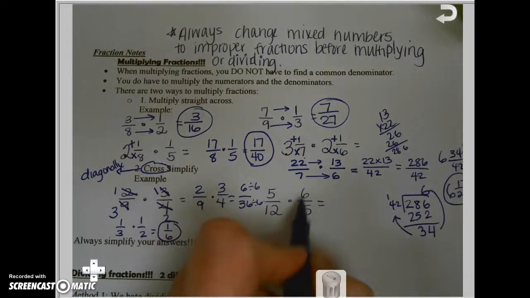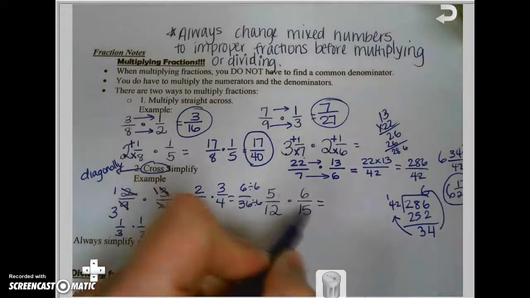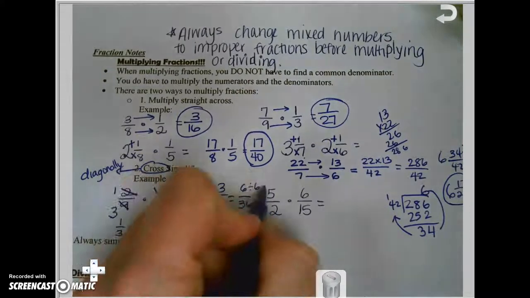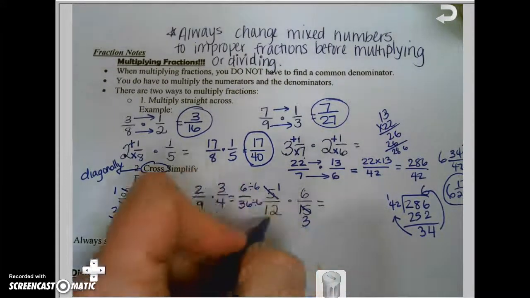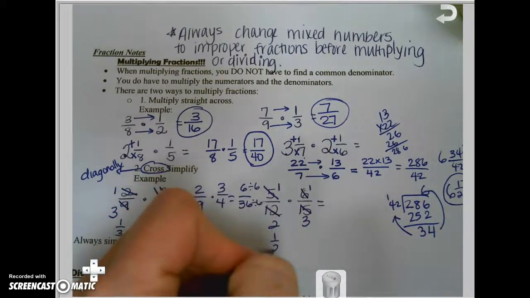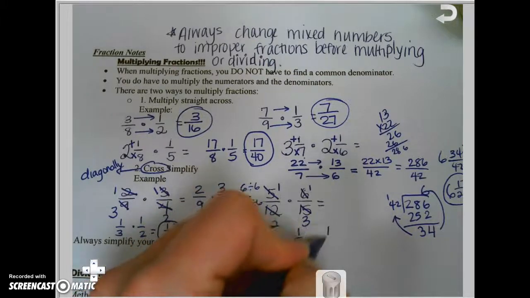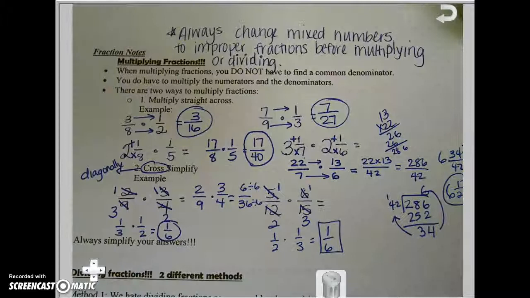So 5/12 times 6/15. Look at it again. Look at the diagonal. 5 and 15. I'm going to take out a 5. 5 will go into 15 3 times. 6 and 12. Okay, I'm going to take out a 6. 1, 2. So now it's like 1/2 times 1/3. 1/6. Not too bad.